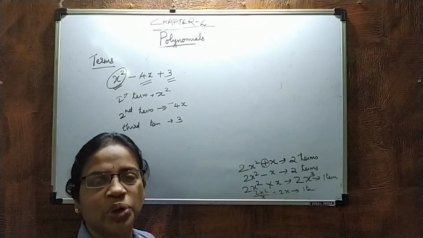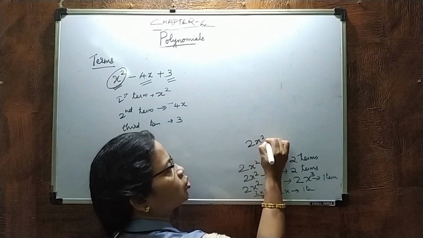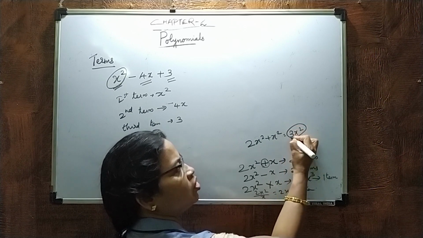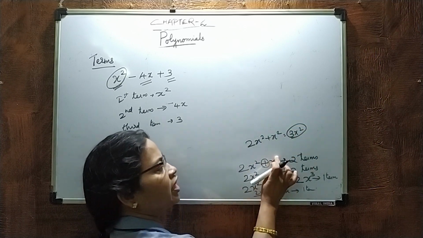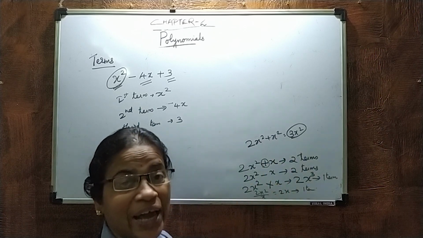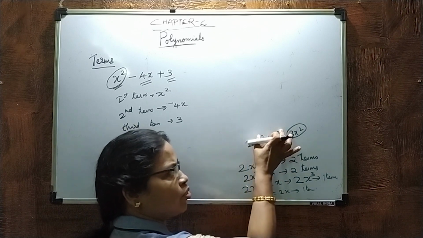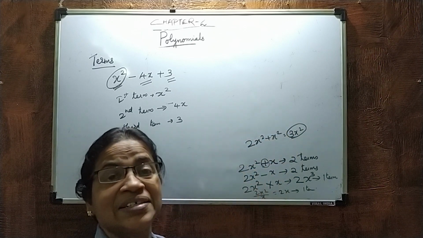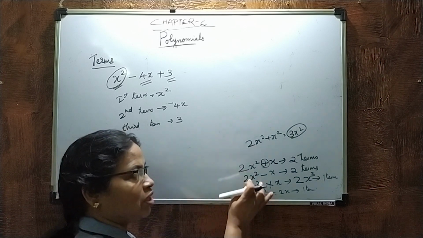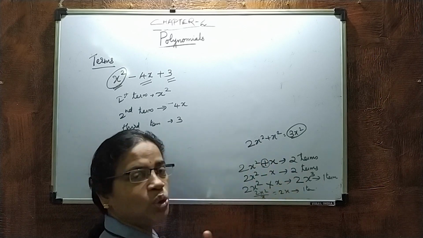We cannot do anything. Addition means how will you add? 2x square plus x square means you can write it as 3x square. Then it will be only 1 term. Here x square is not there. Only x is there. So we cannot add. Clear? If the exponents are the same only, we can add and subtract. Otherwise keep it the same. If the exponents are not the same and the variables are not the same also, we cannot do anything.